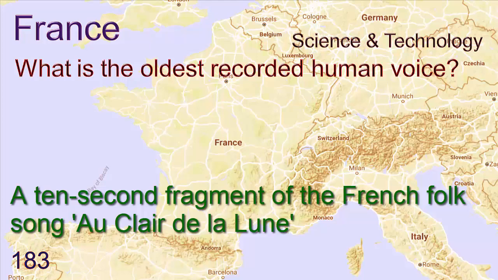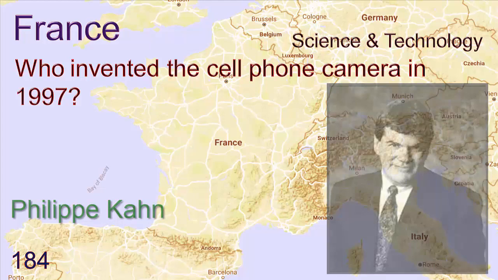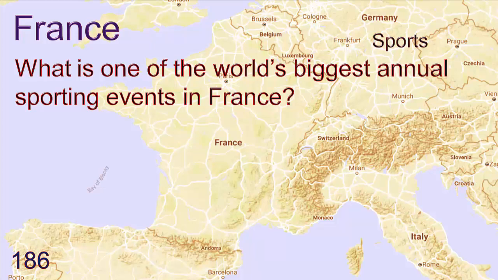Who invented the cell phone camera in 1997? Philippe Kahn. What is the national sport of France? Tennis. What is one of the world's biggest annual sporting events in France? The Tour de France. When did the bicycle race the Tour de France begin?